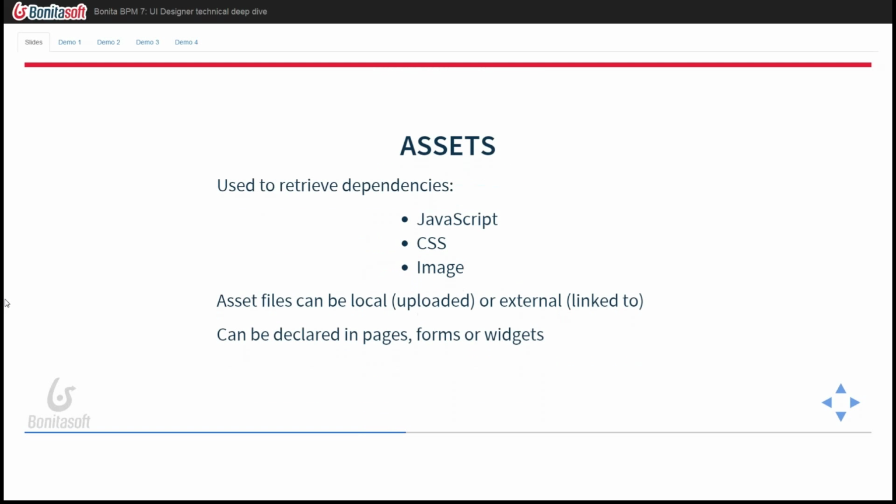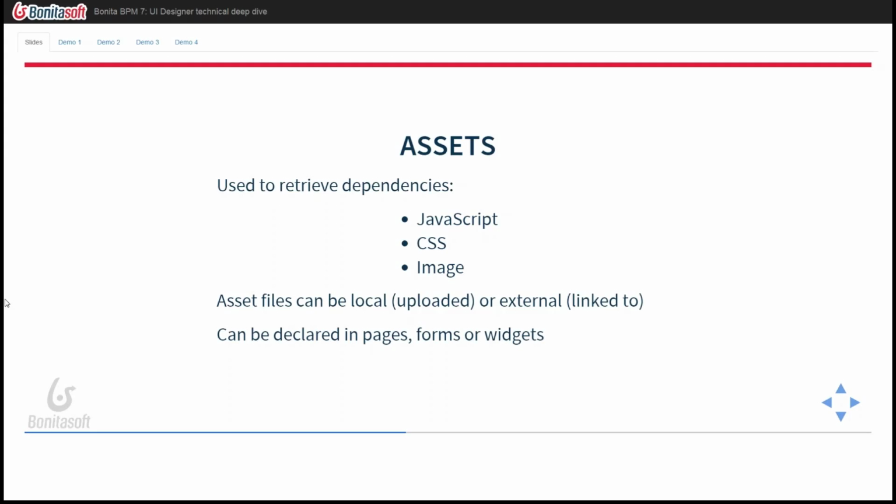Next core concept are the assets. The assets are used to retrieve external dependencies. So basically these are used to retrieve files that you can link to your pages, custom widgets, or forms. You can have different types of assets. In the end, these are all just files, but you have different types to load them correctly. You can load a JavaScript file, a CSS file, or an image file.